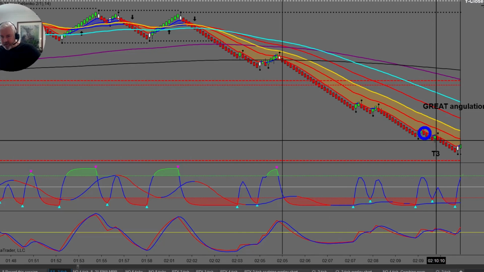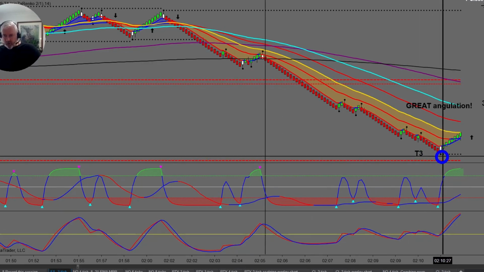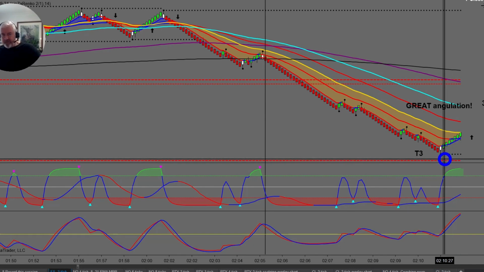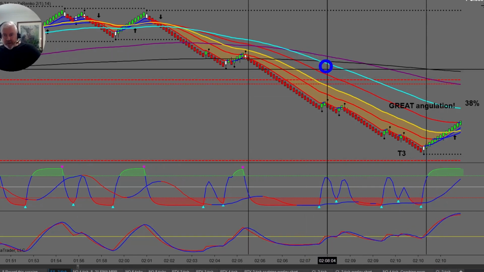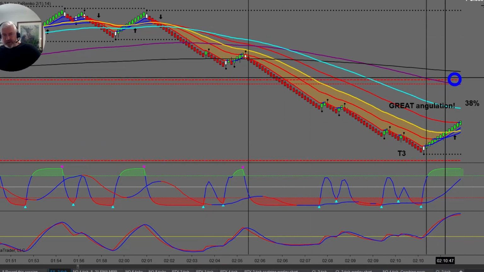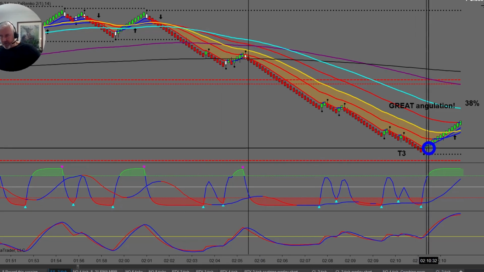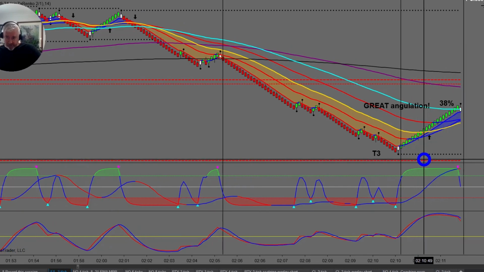Anyway, down we come. We almost hit the pivot. We then have what we call a T3. Now a T3 is a very, very high probability reversal strategy. Note the angulation here. Angulation is where you see price action moving away very, very strongly. That makes it a very high probability reversal signal.